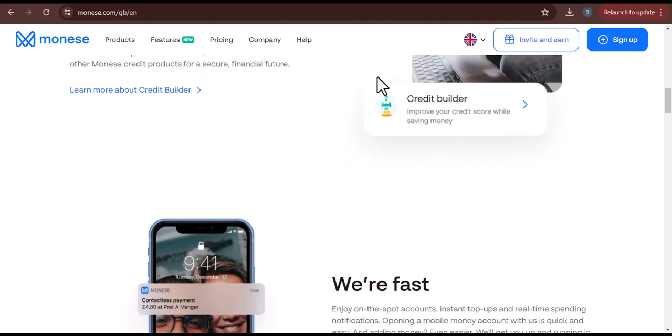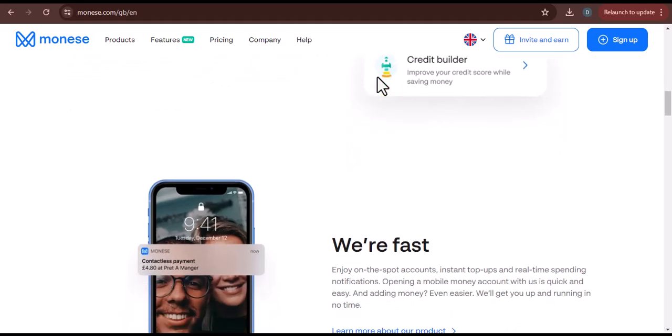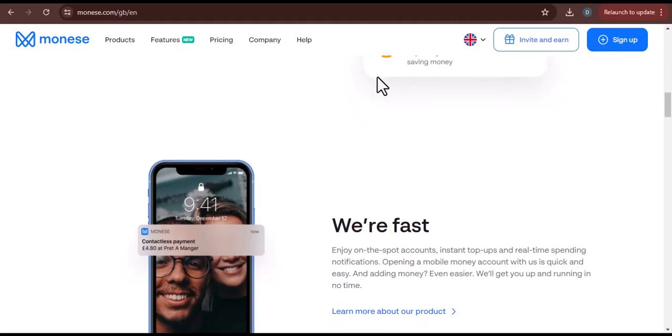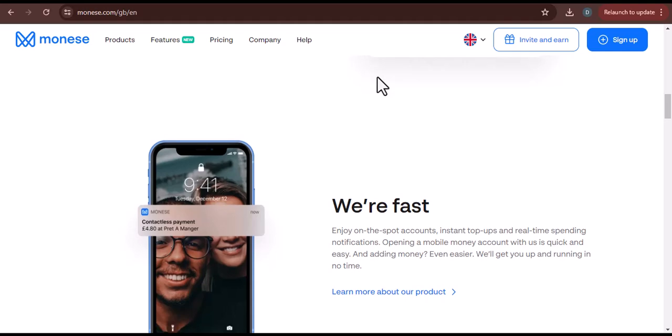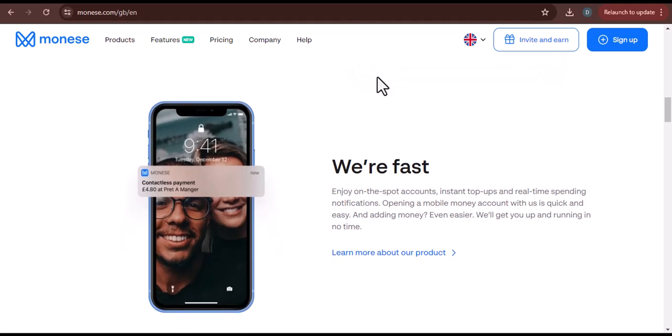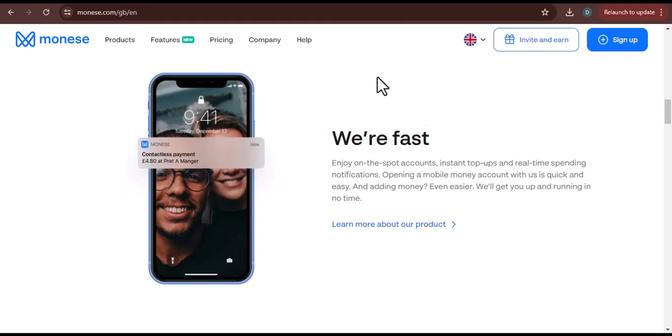How can I get the best exchange rate for Monese? The best way to get the best exchange rate for Monese is to exchange your currency when the exchange rate is favorable. You can also use a currency converter to compare exchange rates from different providers. Here are some tips for getting the best exchange rate for Monese.